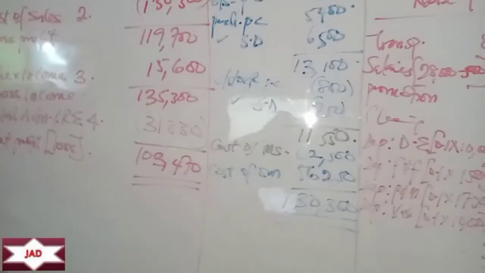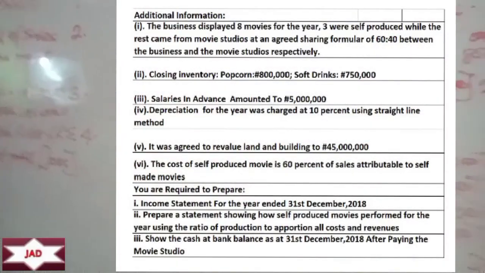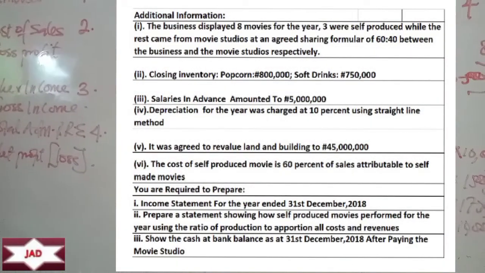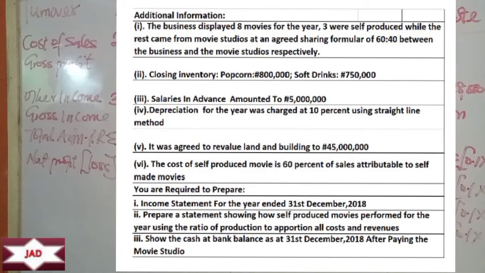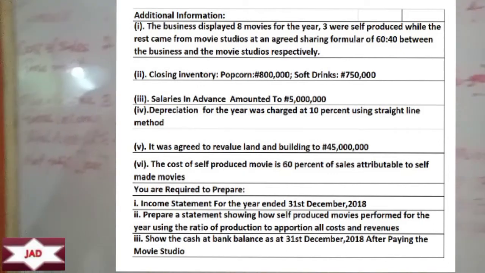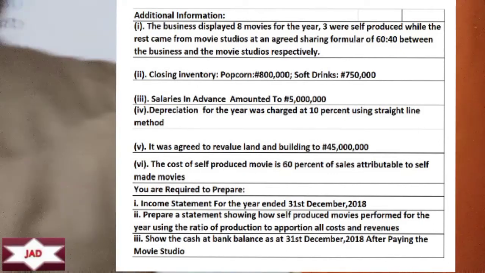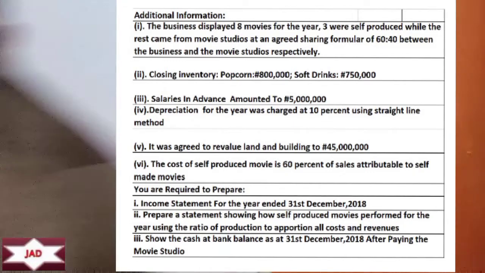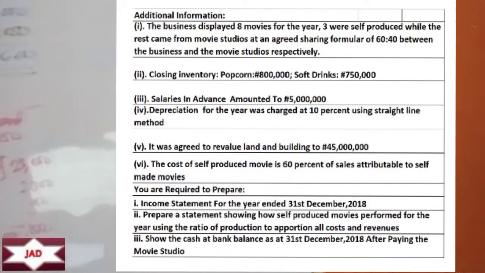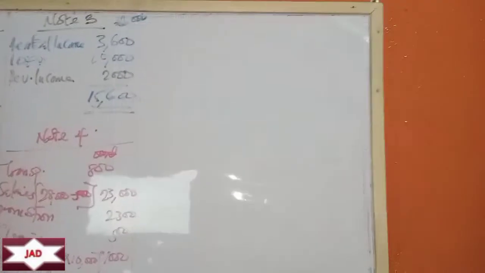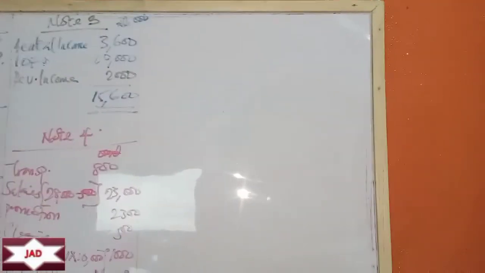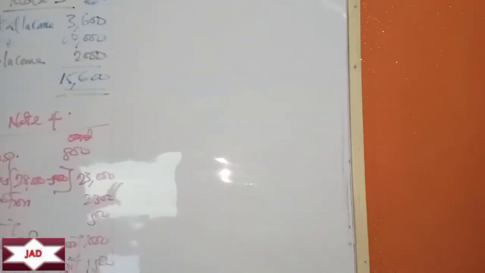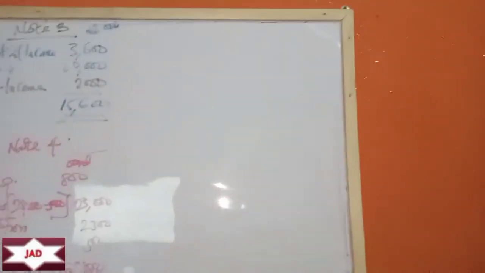The second requirement there says: prepare a statement showing how self-produced movies performed for the year using the ratio of production to apportion all costs and revenues. Wow. So as an accountant, what they are telling you to do there is to show the management how the units are producing. You can do it per movie, or you can categorize into self-made movies and movie studios. But according to the question here, they're saying we should show all that of self-made movies. Okay? So let's go.